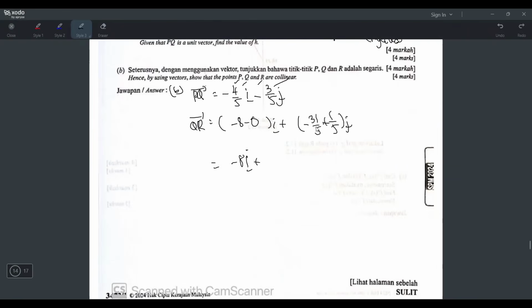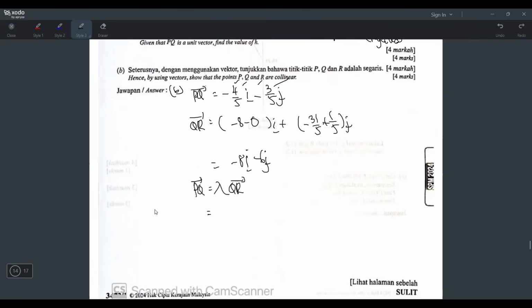Okay, and then you can press calculator. Negative 31 plus 1 is just negative 30 divided 5, negative 6. So the plus have to erase lah, because it becomes minus already, and then 6j like that. Okay, now that we have PQ and QR, now we can take PQ equals to lambda QR, with lambda in the middle, right? Because we are trying to prove that they are parallel. And why we have to put lambda is because the lambda represents the ratio value for PQ to QR. That's why we have to put lambda.